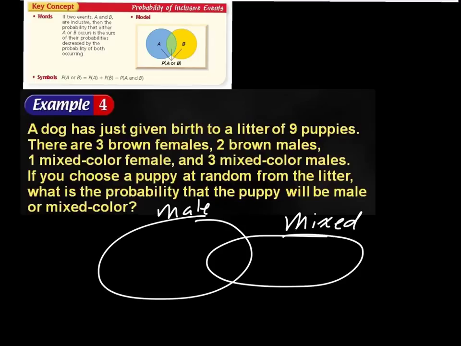Okay, first of all, we're going to start with the part that works for both categories. It says there are 3 mixed color males, and there was 1 mixed color female. So that's mixed color but not male. And it says that there are 2 brown males. So they want to know the probability that a puppy will be male or mixed color. Altogether, if we add up our categories, 2 plus 3 plus 1, we've got a total of 6 puppies accounted for out of all 9 puppies in the litter. So that's going to reduce by 3 to 2/3.